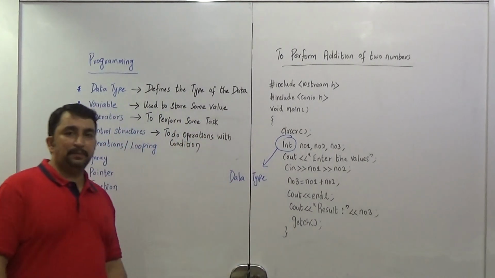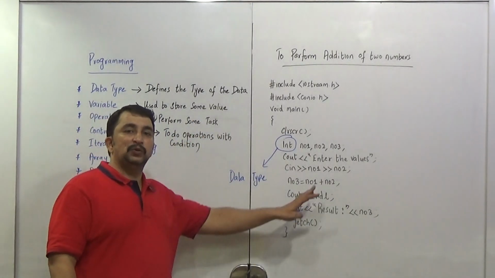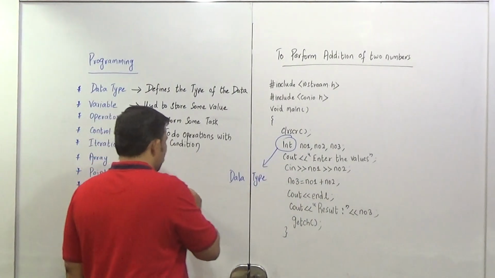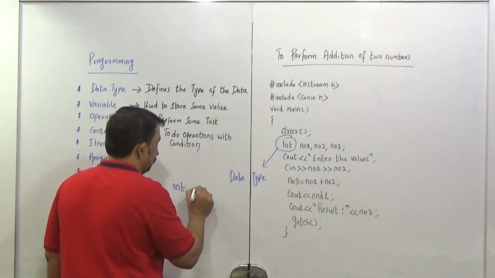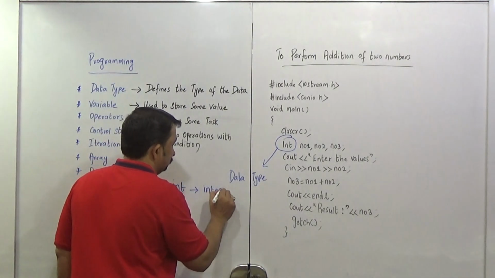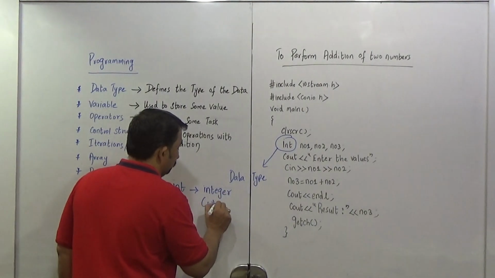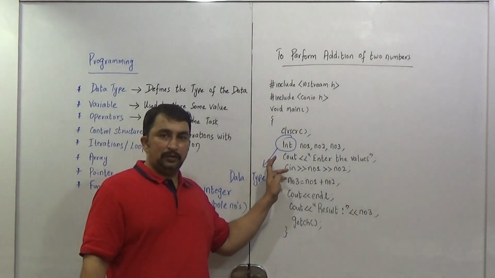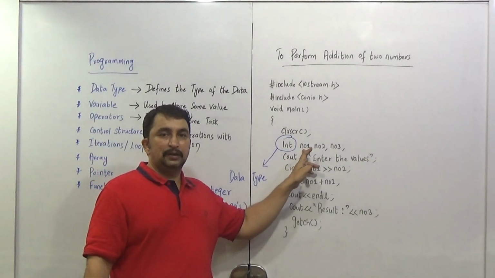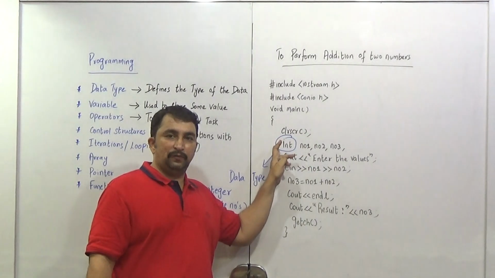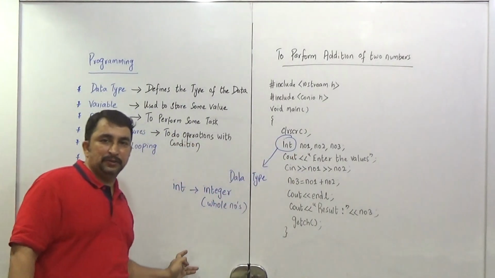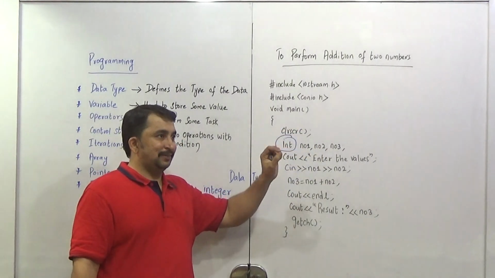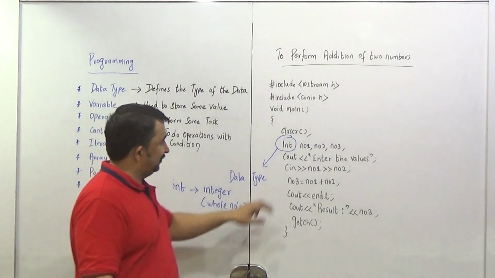Data type is nothing but the value, in which format you are going to mention. So here I just mentioned int. Int is nothing but integer. Integer means whole numbers. So this is a variable which holds a value in integer format, a whole number format. So it will accept, listen.